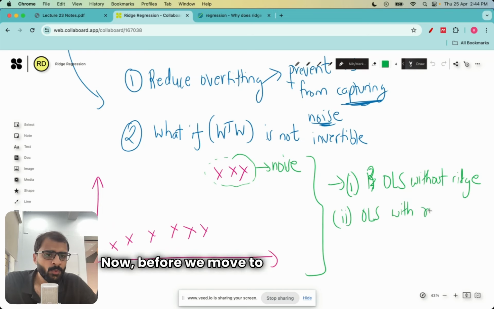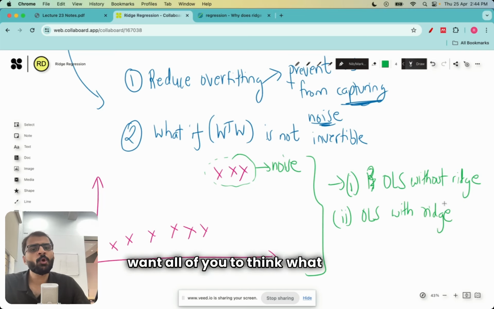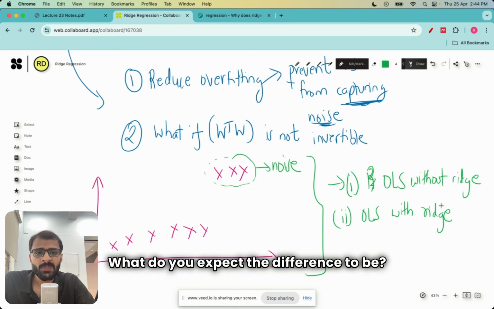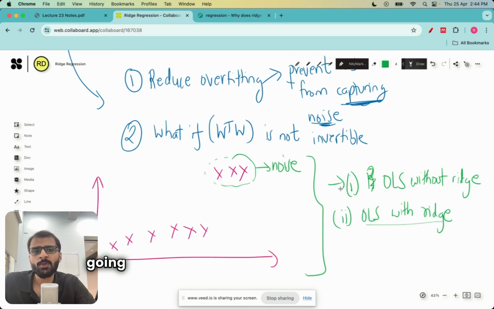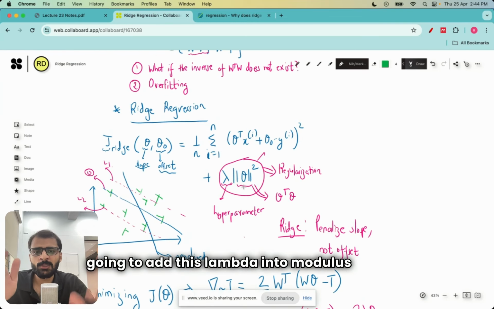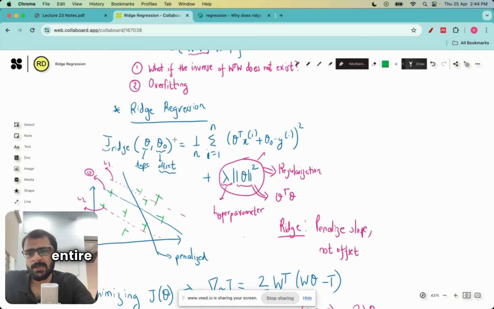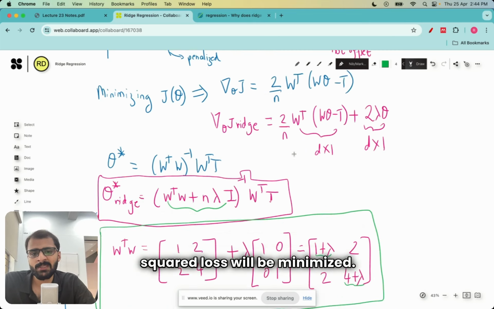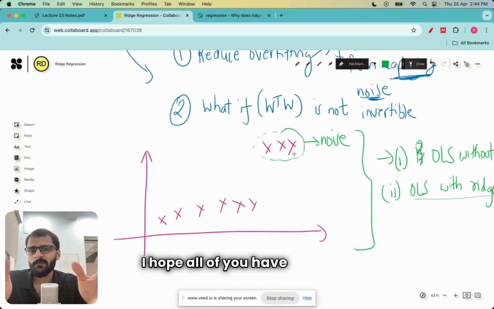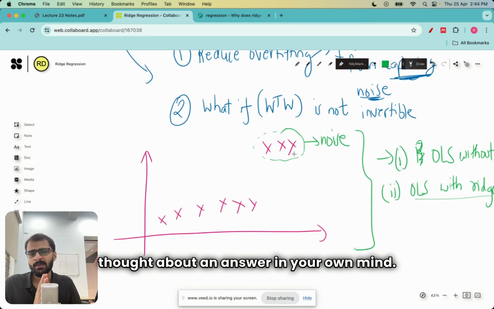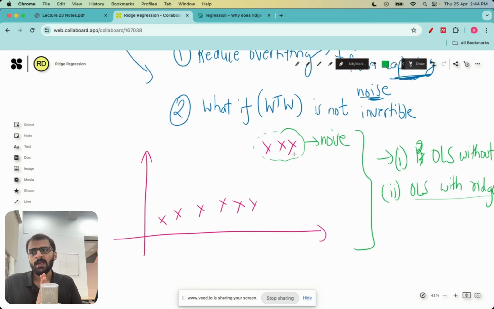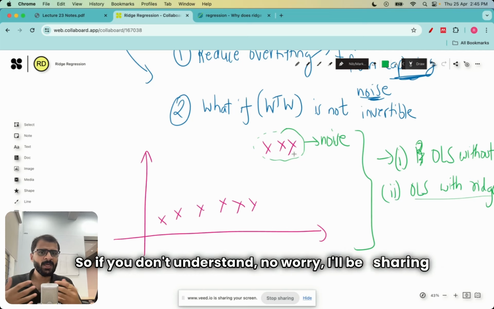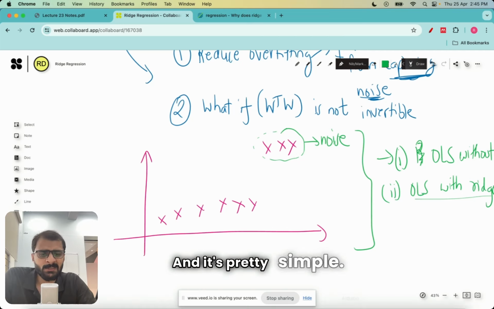Now before we move to the Python demo, I want all of you to think what will be the solution in both of these cases. What do you expect the difference to be? Remember that in the OLS with ridge, we are going to add this lambda times modulus of theta whole square, and we are going to minimize this entire objective function, whereas without the ridge, only the squared loss will be minimized. I hope all of you have first of all thought about an answer in your own mind. Now let us move to Python code. I'm going to go through the code step by step, so if you don't understand, no worry, I'll be sharing the code file with all of you towards the end, and it's pretty simple.